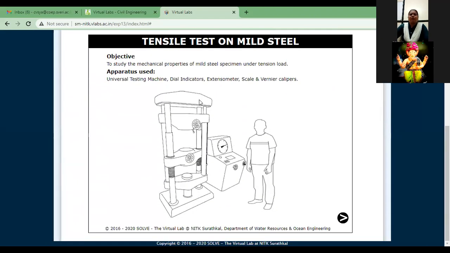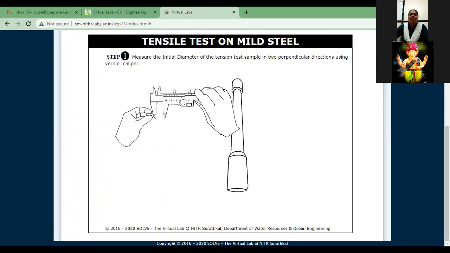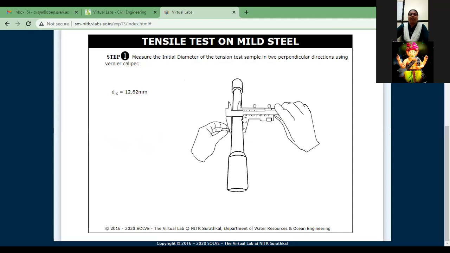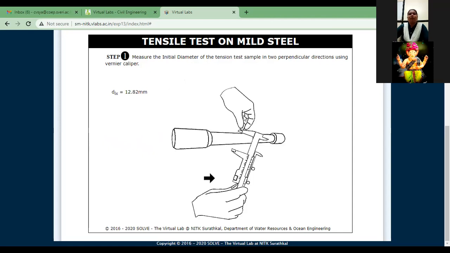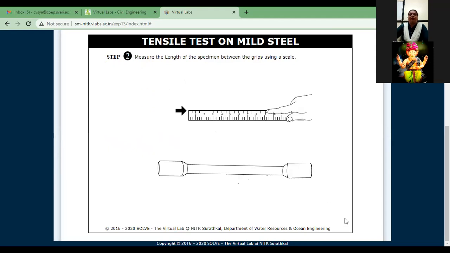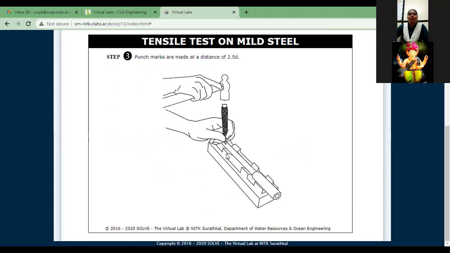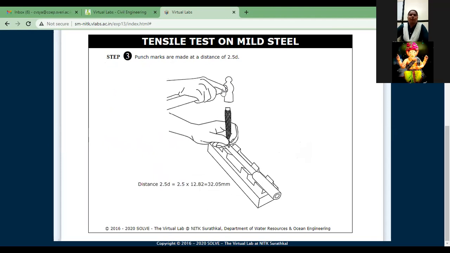Now this is the UTM. First we have to measure the diameter by using this vernier scale, along two perpendicular directions. So here the diameter is measured. After measuring the diameter, you have to measure the length of this rod. After that, we have to mark holes at 2.5 D distance by using these punching tools.